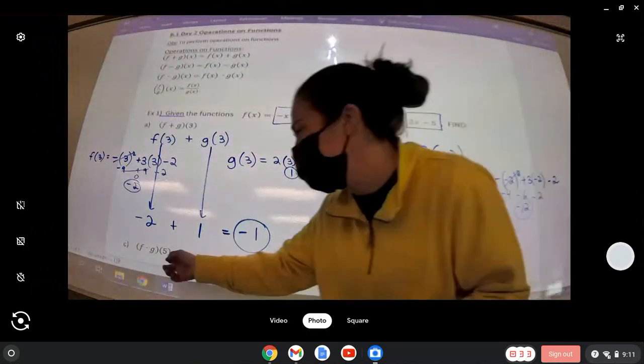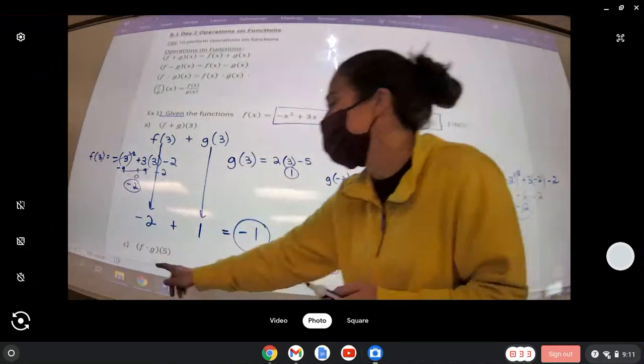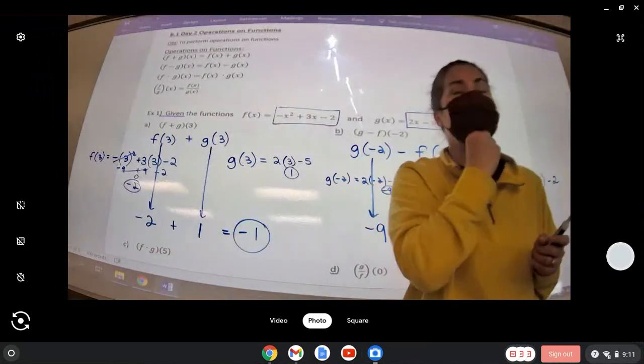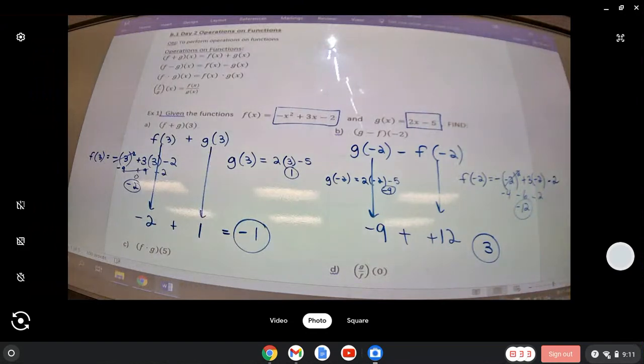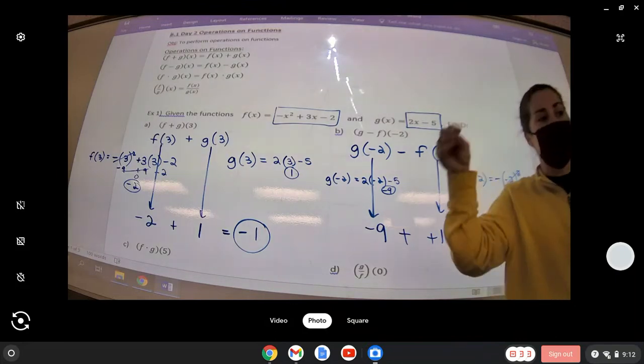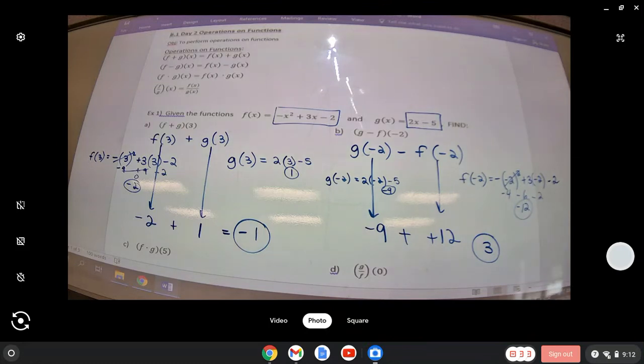All right, guys, the next one is down here. Same two functions. Find f times g of 5. I'm going to have you guys do this one first, all right? I'll give you a little bit of a head start. What do you get when you try to find f times g of 5? So in reality, you're doing f of 5 times g of 5. Let me move mine up a little bit and get ready.